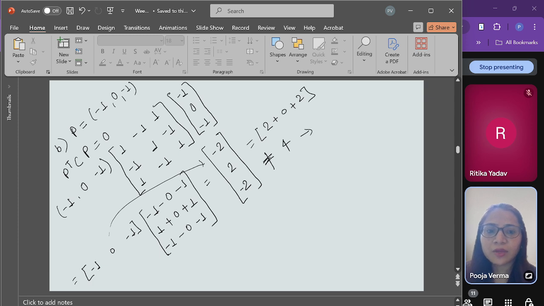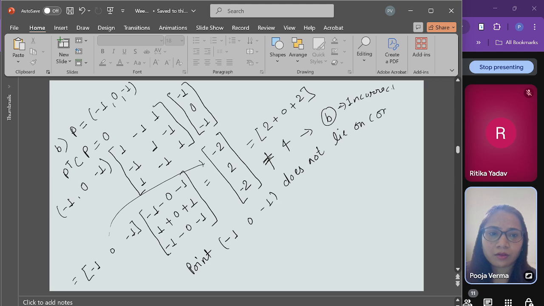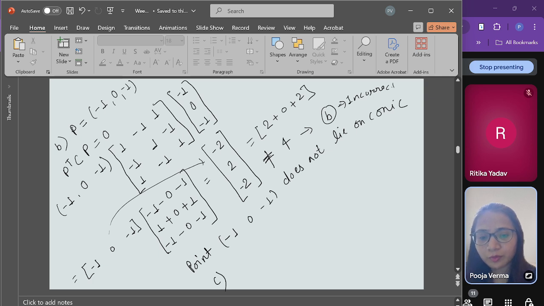That means option B is not correct. Or you can say that point -1, 0, -1 does not lie on the conic. Now next, can you solve for option C?